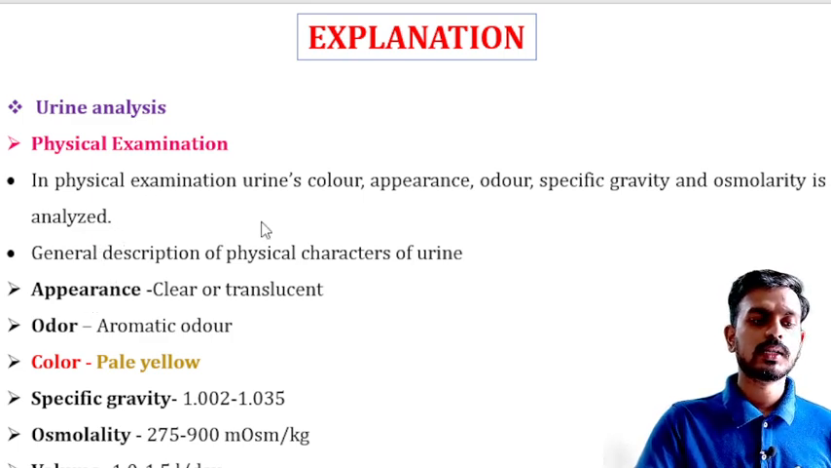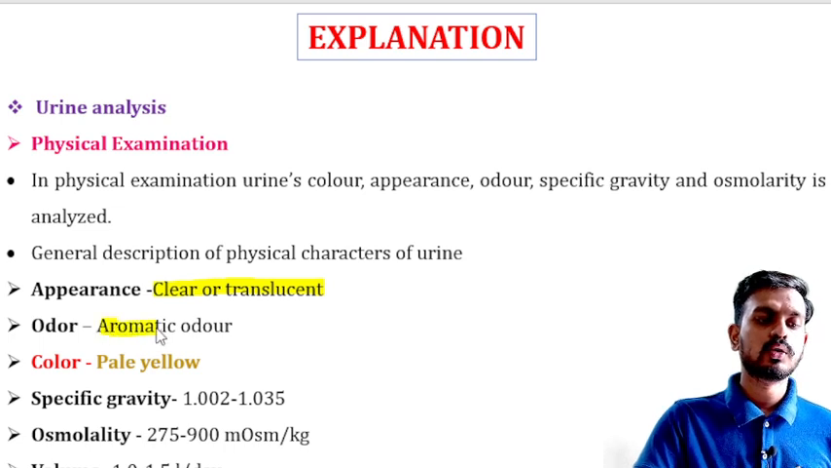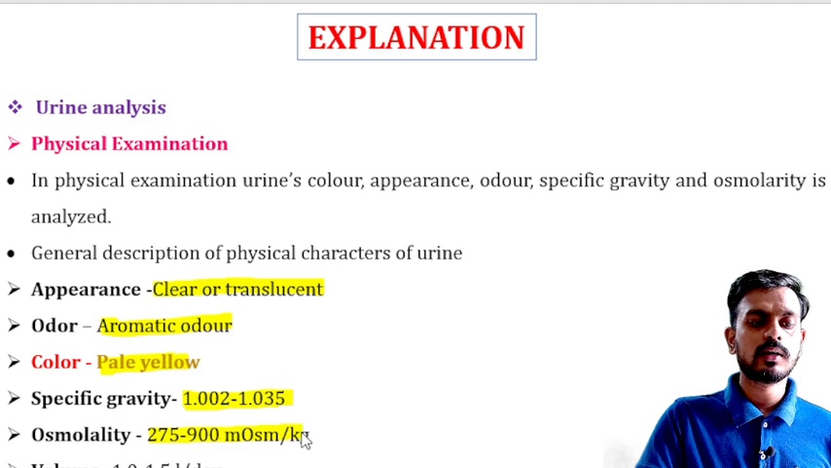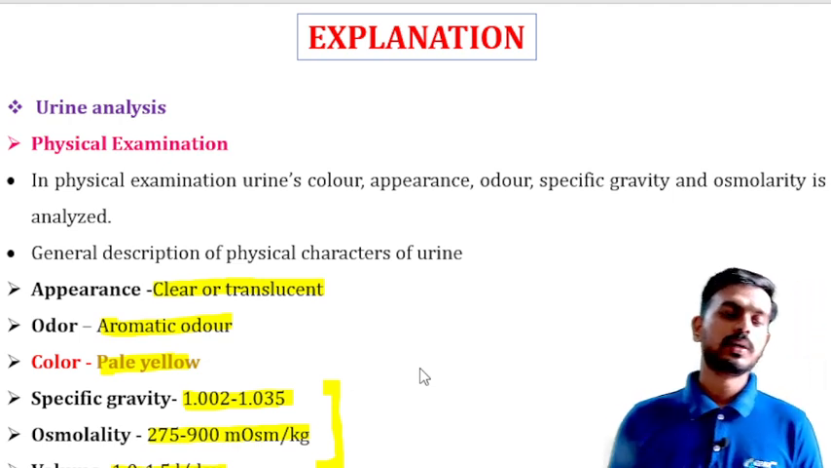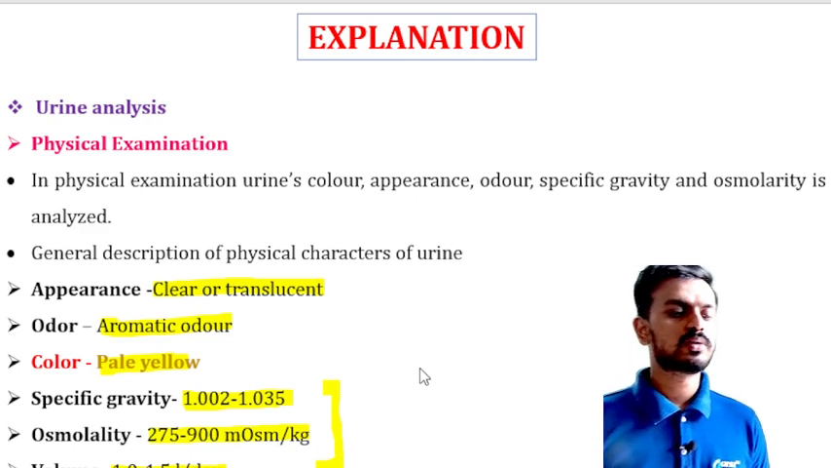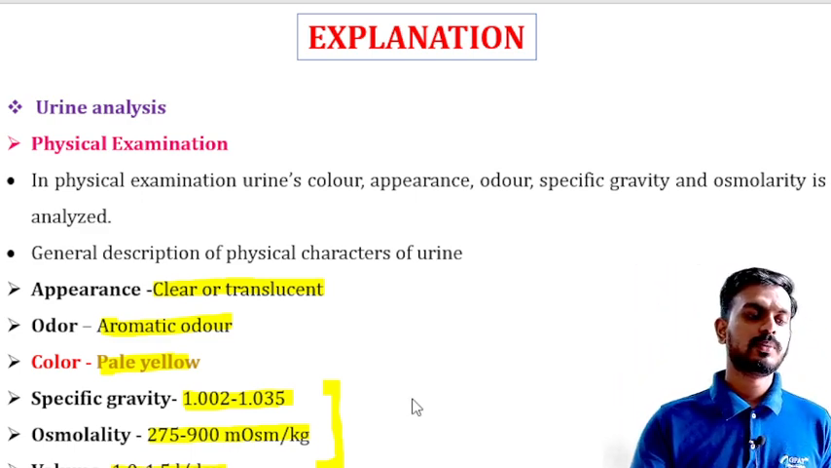Urine appearance should be clear or transparent, odor should be aromatic, color should be pale yellow. Specific gravity, please remember, is 1.002 to 1.035. Osmolarity is around 275 to 900 milliosmolar per kg, and volume is 1 to 1.5 liter per day. This information is important.